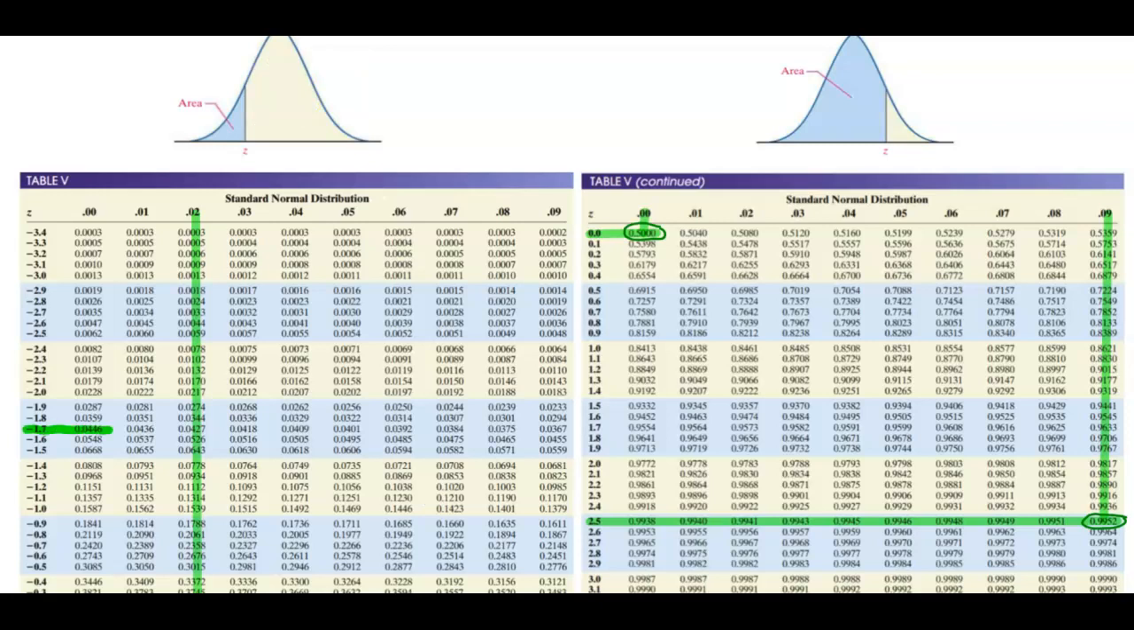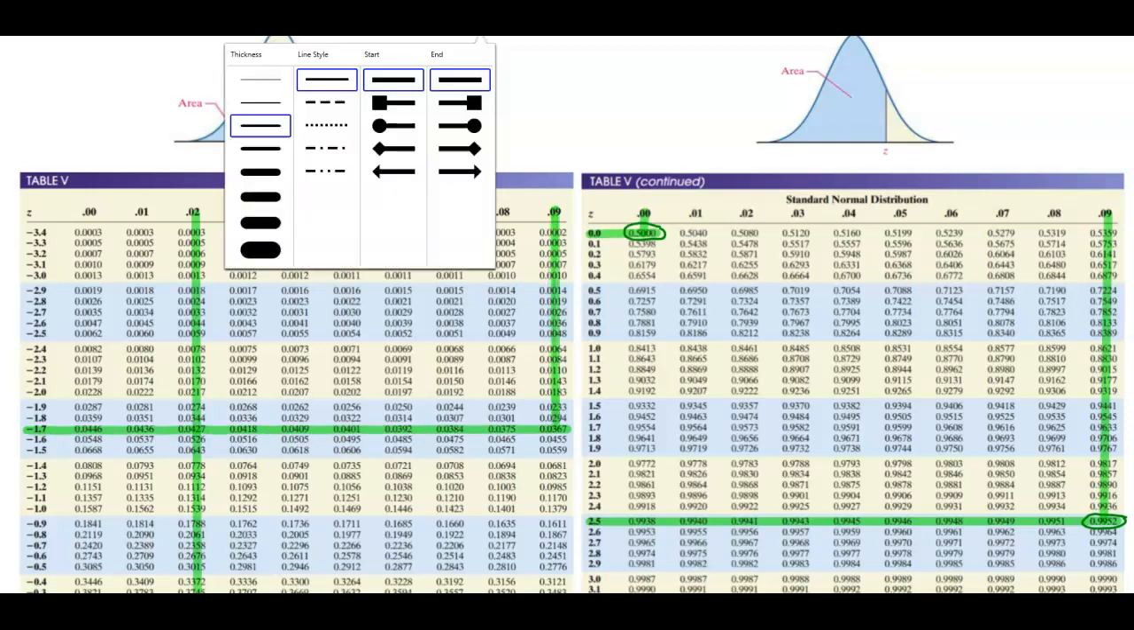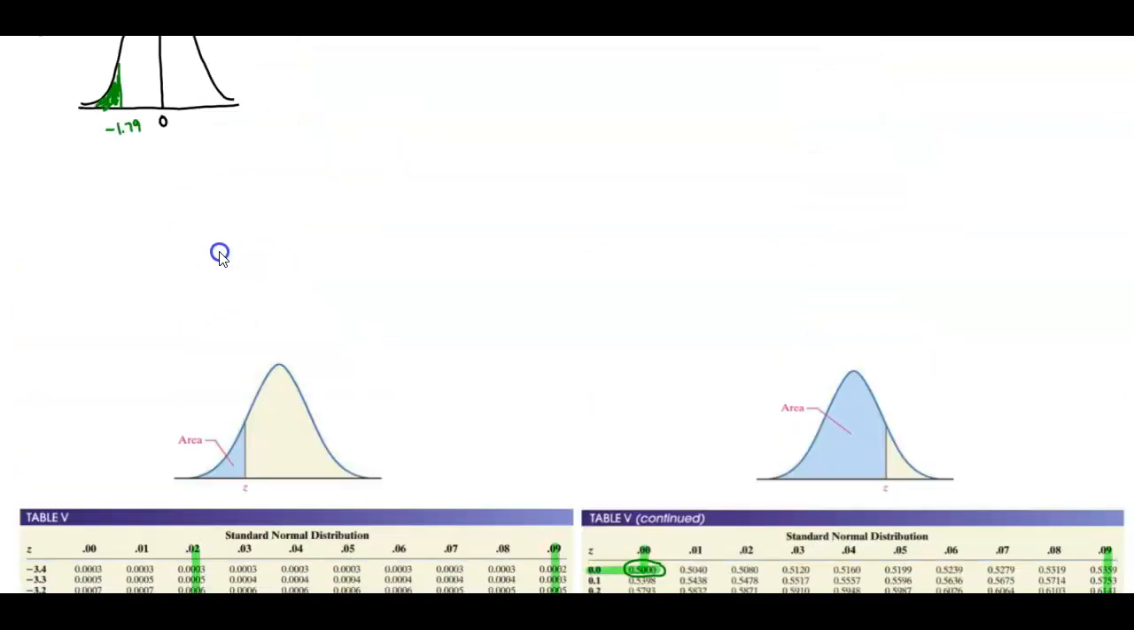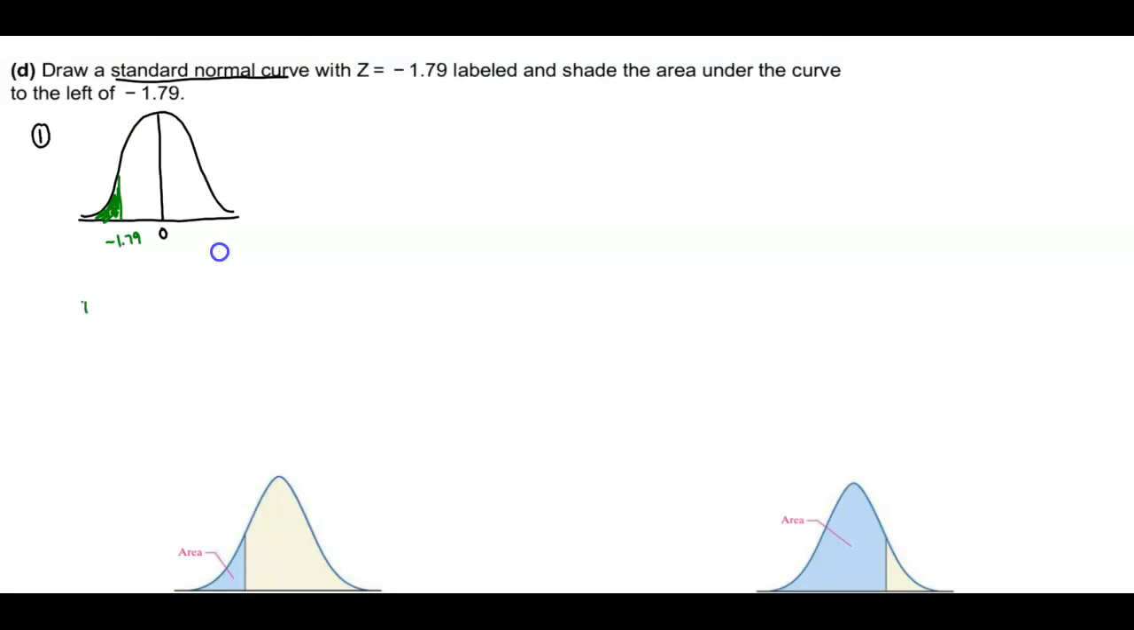So we have negative 1.7 and then 9. So we get 0.0367. So the shaded area is 0.0367.